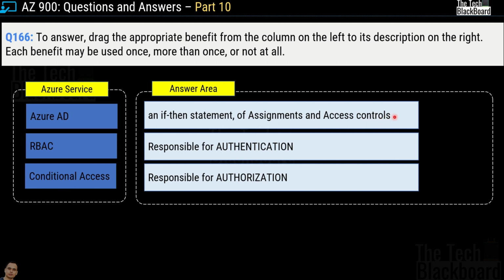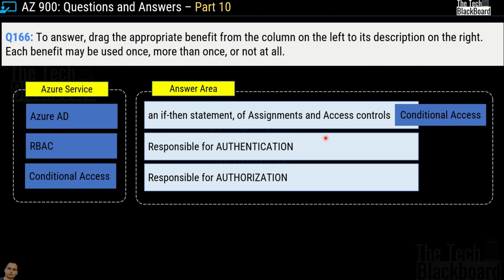So friends, in case of an if-then statement, what comes to your mind? Basically, whenever we have an if-then statement, what we are actually saying is, if condition A is met, then you have to take some set of actions. But in case condition B is met, then you have to take some other set of actions. So basically, it's a conditional access, and that's why this statement matches with conditional access.